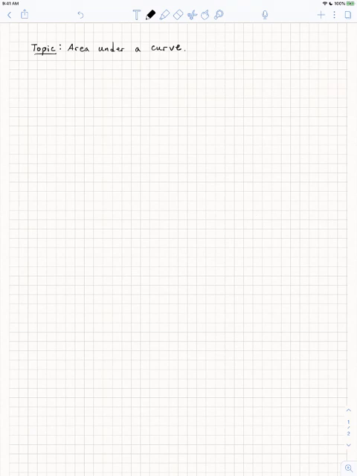In this video, we're going to talk about how to find the area underneath a curve. So let's draw a curve. We'll start by drawing our xy axes, like so. And now we'll draw some random curve. Let's call this y equals f of x. I'm interested in computing the area underneath the curve.